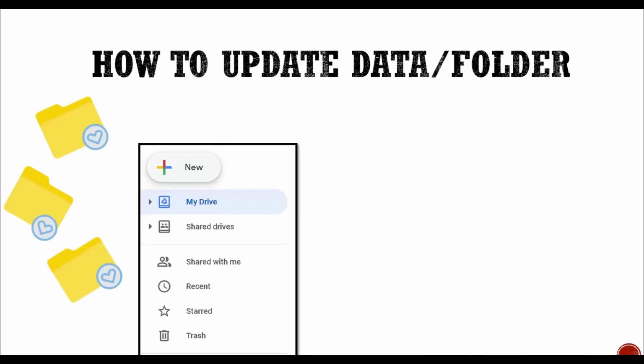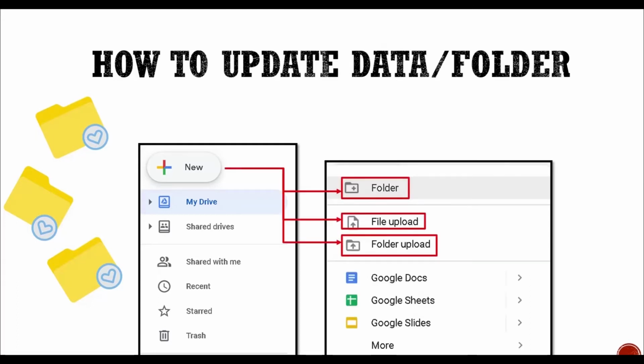After entering Google Drive, you will see a button called New. Click it, and you will see there are some options. The first option, folder, can create a new folder. The second one is file upload. You can click this button to upload data. And the third one is folder update. You can click it to upload a full folder.